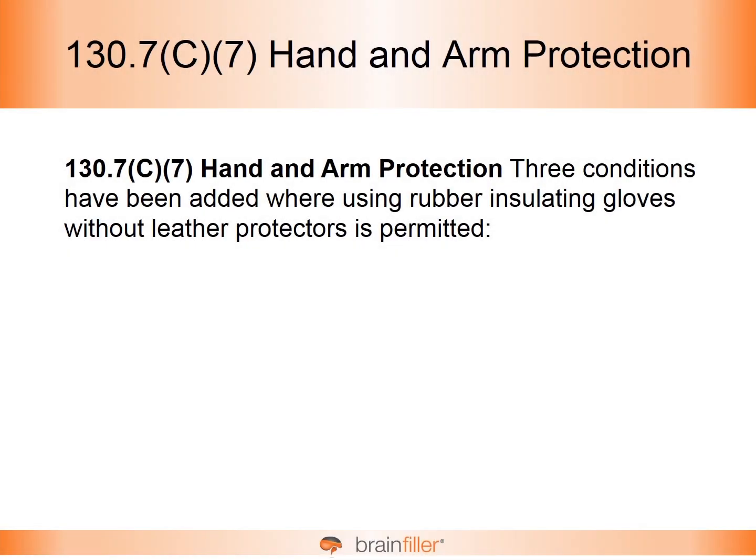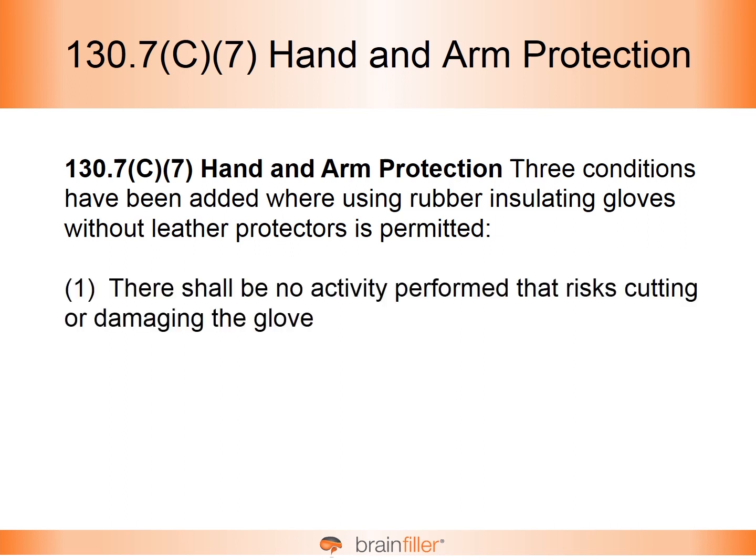Hand and arm protection. 130.7(C)(7) gives 3 conditions where using rubber insulating gloves without leather protectors is permitted. Number 1, there shall be no activity performed that risks cutting or damaging the glove. I think that one's self-explanatory, but the rubber glove is there to protect you from electric shock and electrocution. And if there's a cut or something similar, well, that could expose you to a pretty significant electrical hazard.